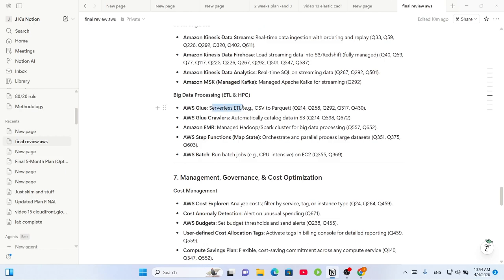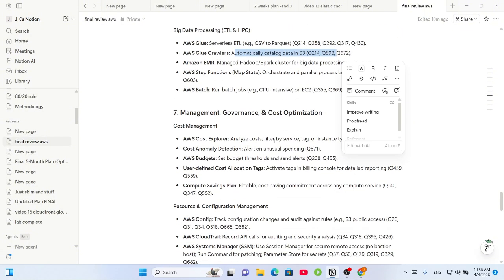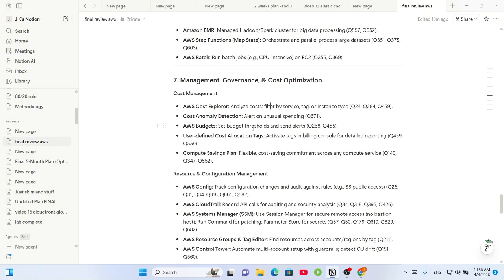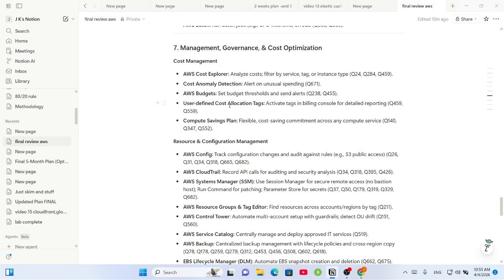Big data processing, we have AWS Glue. This is serverless ETL, CSV to Parquet or something. Glue crawlers automatically catalog S3 and Hadoop data. Now, governance and cost optimization. AWS Cost Explorer analyzes cost, filtered by service, tag or instance type. Cost Anomaly Detection alerts on unusual spending. Budgets set a threshold and send alerts. User-defined cost allocation tags activate tags in billing. Savings Plans are flexible cost saving commitments across any compute service.